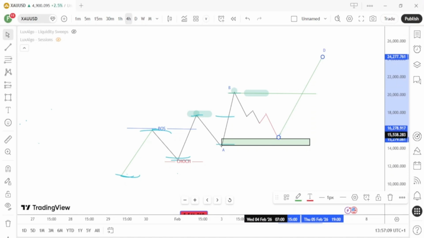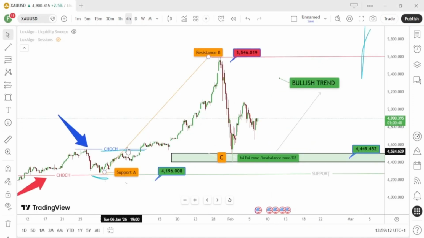This pullback into C is where most traders get chopped out. You will see a minor break, fake out, reversal, and internal structure shift. I ignore all of that. This is the phase to wait for one reason: manipulation and reaccumulation. The 4 hours chart is doing the hard work for me. My job is to wait.